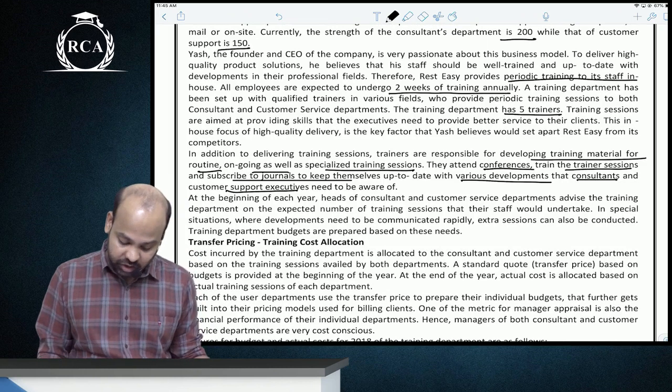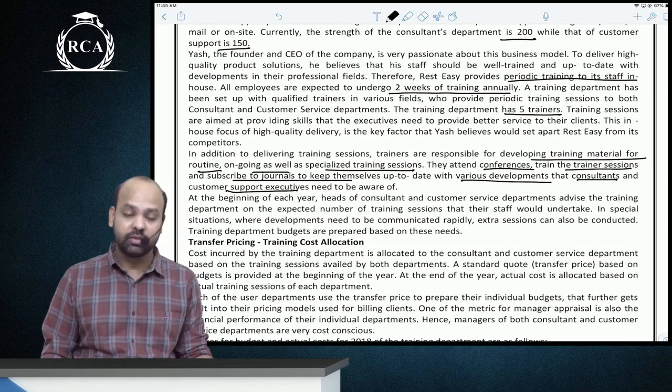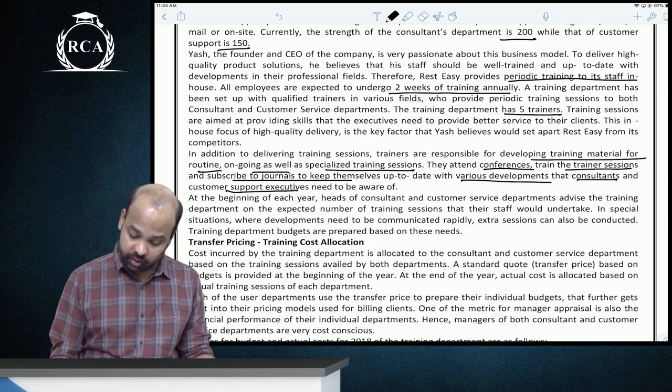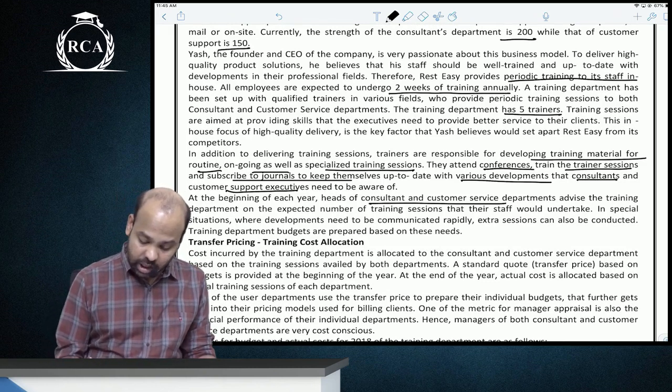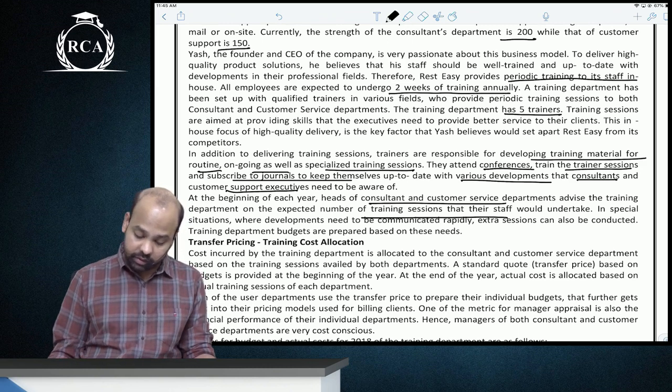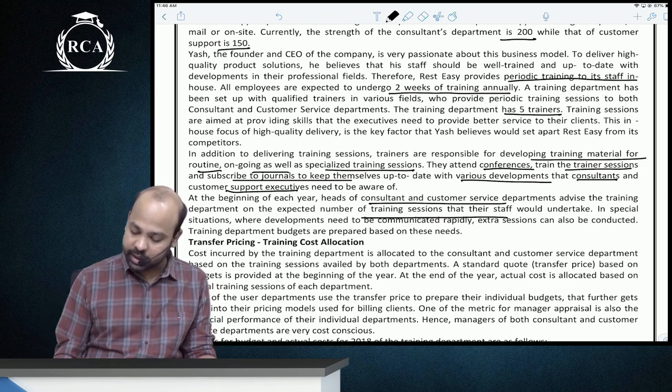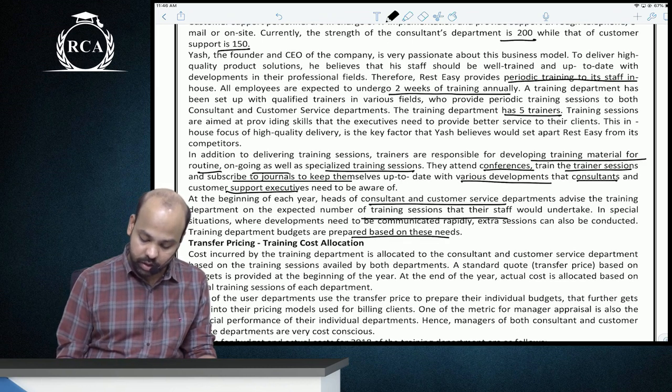At the beginning of each year, heads of consultant and customer service departments advise the training department on the expected number of training sessions. So, guys, they tell them how many training sessions they will be needing. In special situations where development needs to be communicated rapidly, extra sessions can also be conducted. Training department budgets are prepared on these needs.